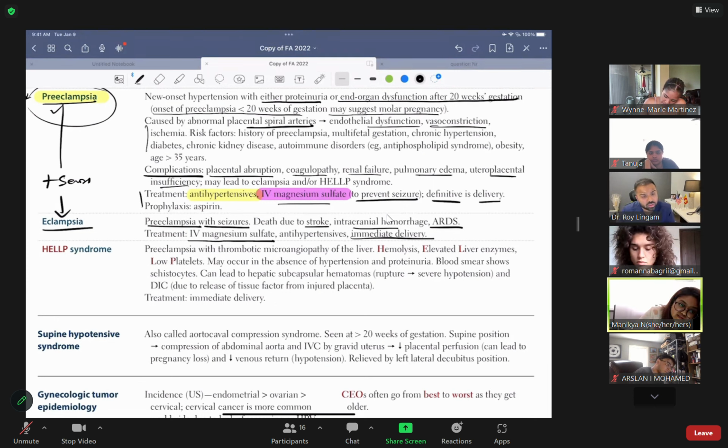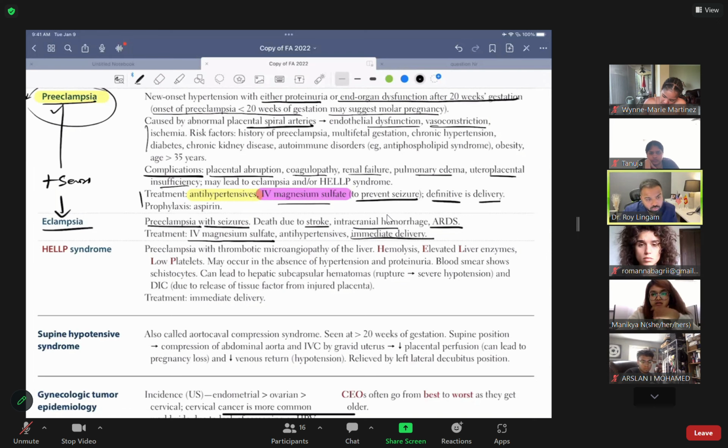But anyways, with preeclampsia, they won't be getting seizures, right? They won't. So that's why when they have preeclampsia, if you give magnesium sulfate, most of the time they don't. But sometimes they develop eclampsia very shortly before you even administer it. We cannot tell how fast it can happen.